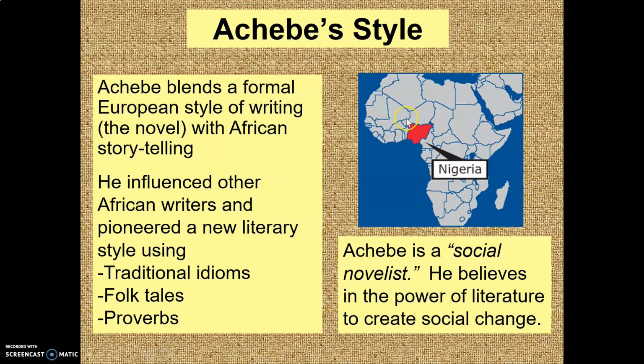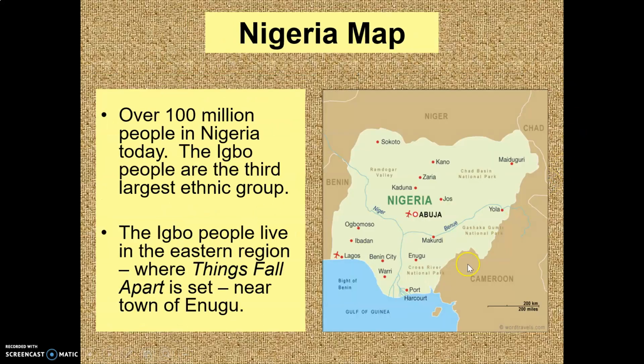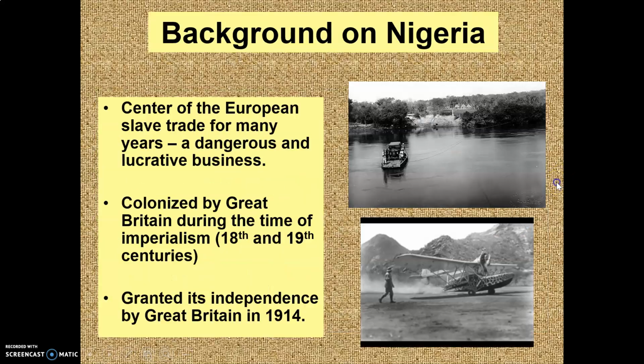So you see Nigeria here on this map of Africa. Here is a close-up of what we have. You can see how the rivers divide the country into three sections, and in each section lived a different tribal people. Our story takes place right here in the southeastern region. This is where the Igbo people live. There are over 100 million people in Nigeria today, and the Igbo are the third largest ethnic group. Okay, and they lived down here. Actually, our story takes place probably a little bit farther south of Enugu, closer to some of those ports.